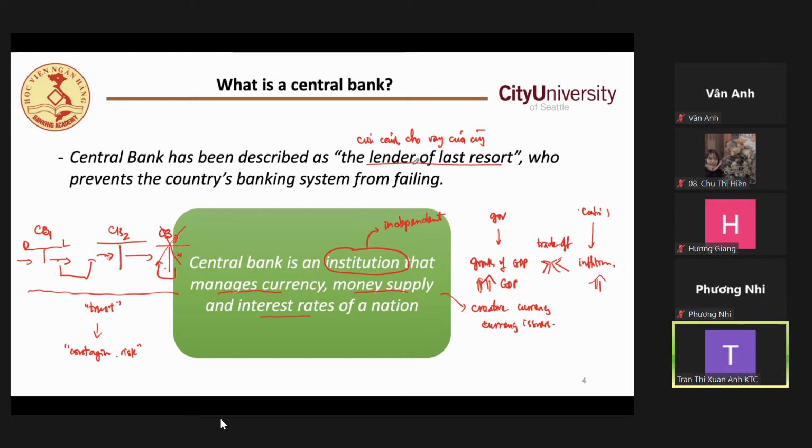And so we understand that the lender of last resort means the central bank; they are the last to lend to the commercial bank when the bank has no way to get money, or is in a situation of bankruptcy or liquidity distress. So why do they do that? Because they want to prevent the country's banking system from failing, or from contagion risks or default risks.